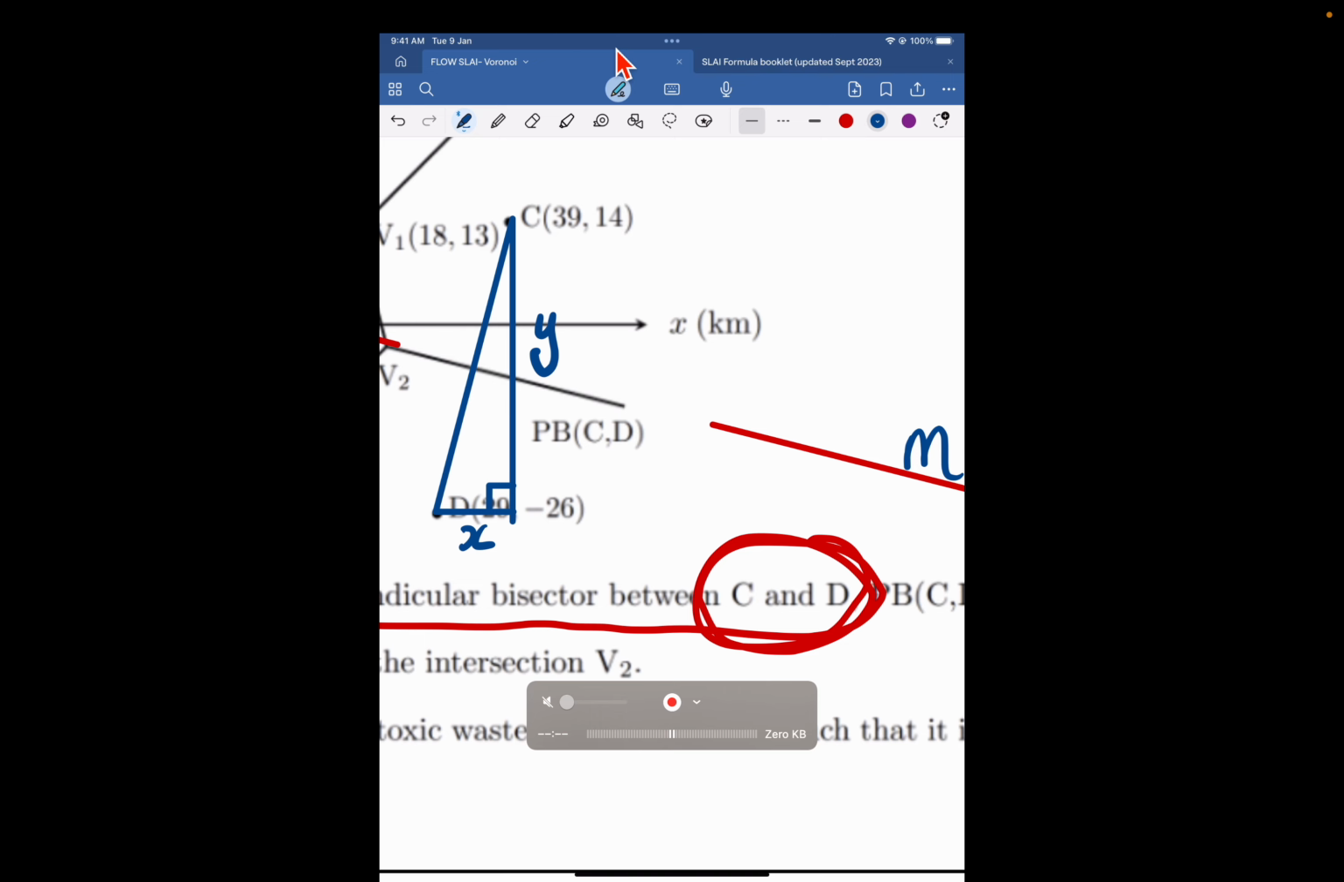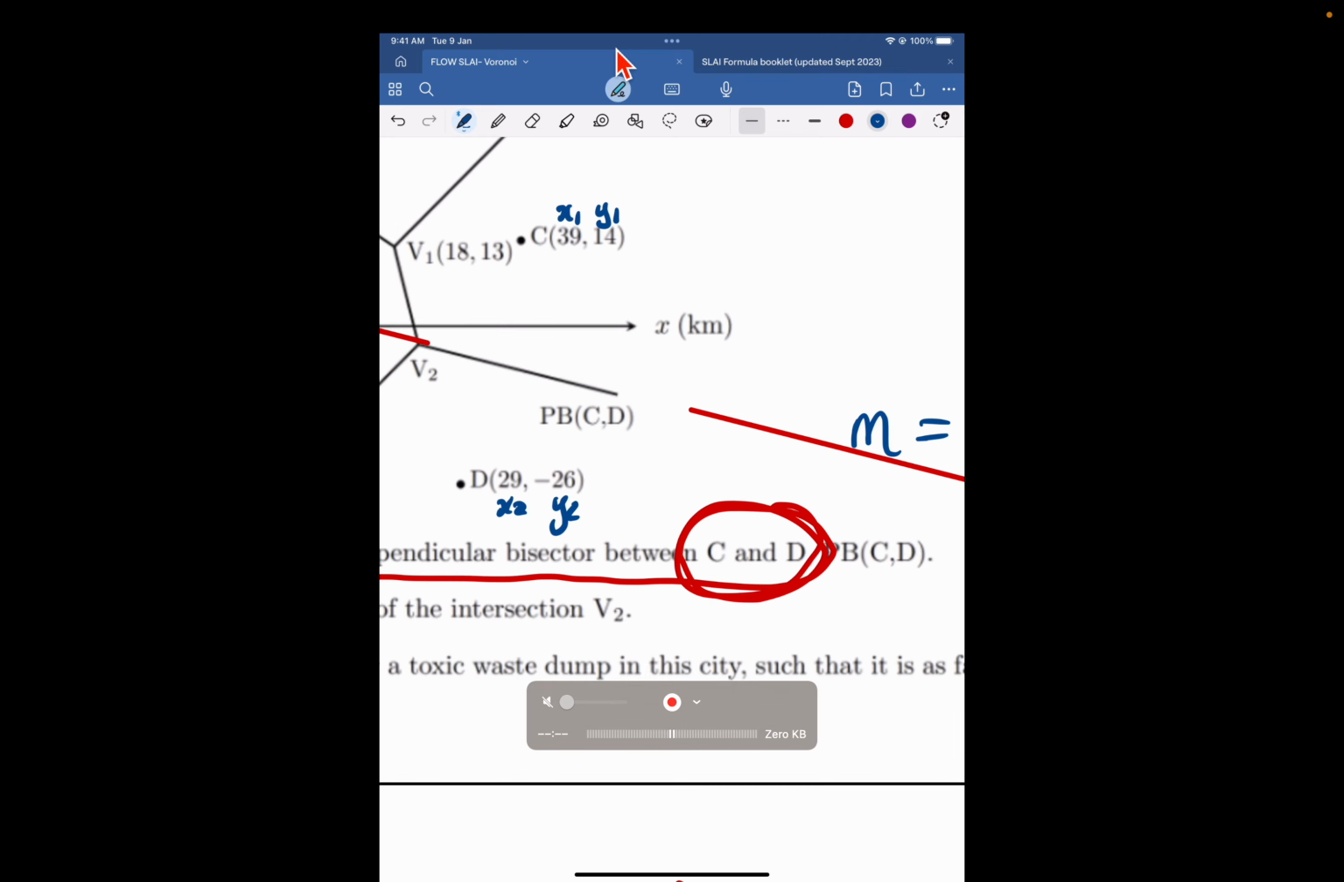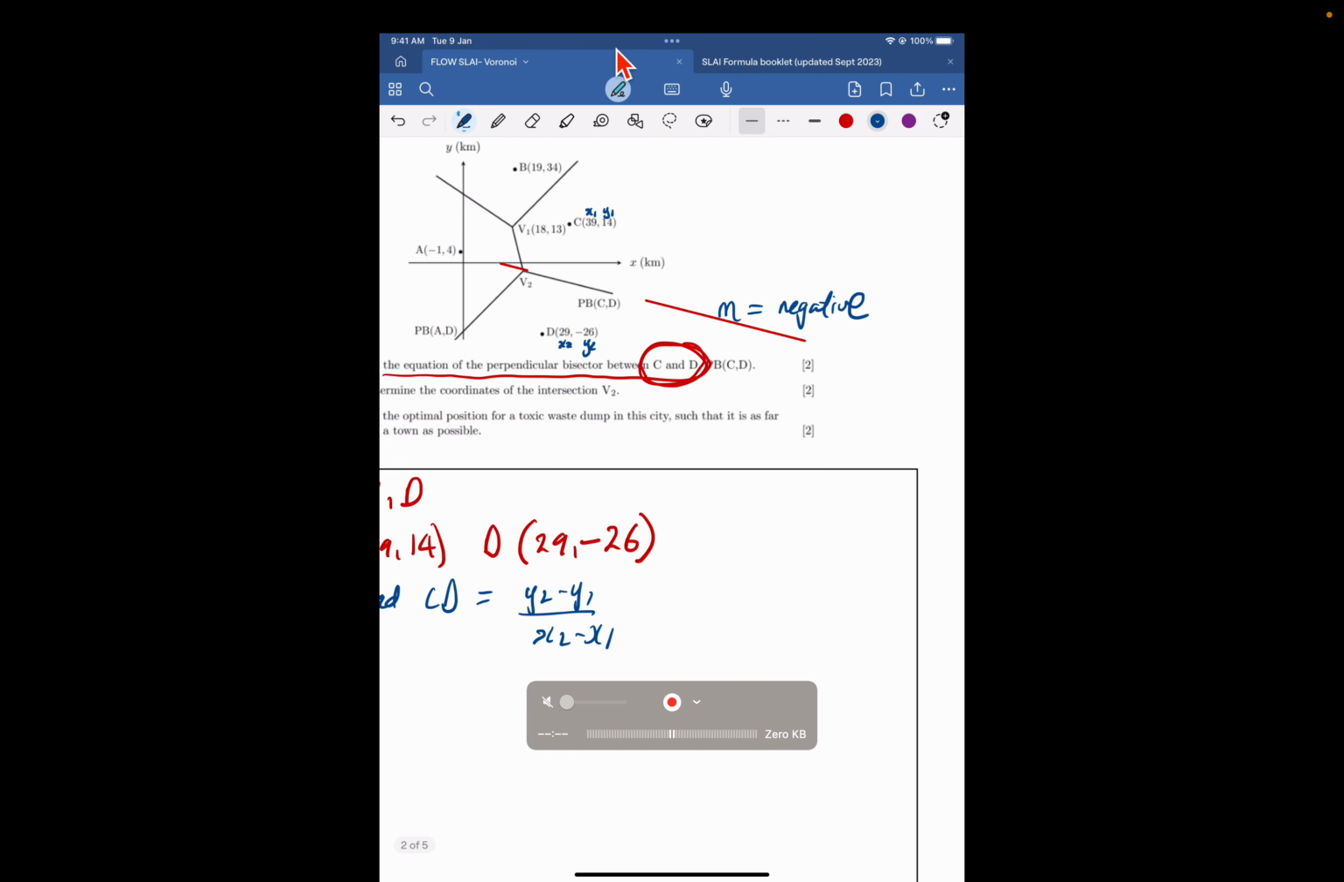Or you can just go ahead and label the points. This is x1, this is y1. And if I get rid of that nice triangle, this is x2 and y2. That might be helpful. We've got to be super careful how we substitute in. So y2 minus y1: y2, negative 26, subtract y1, 14, divided by x2, 29, subtract x1, 39.